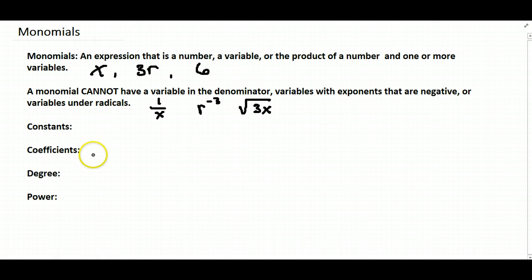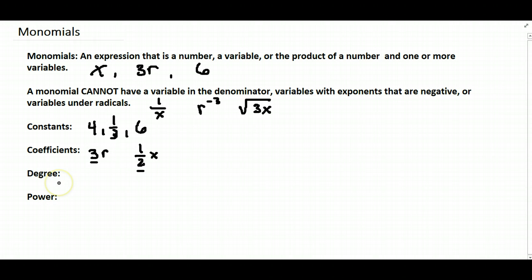Okay, there's a couple of vocabulary words. A constant. A constant is a monomial with no variable. So a constant is like 4 or 1/3 or 6. Now a coefficient is different because a coefficient is the number in front of a variable, like 3r. So the 3 is the coefficient, or 1/2 x. 1/2 is the coefficient.